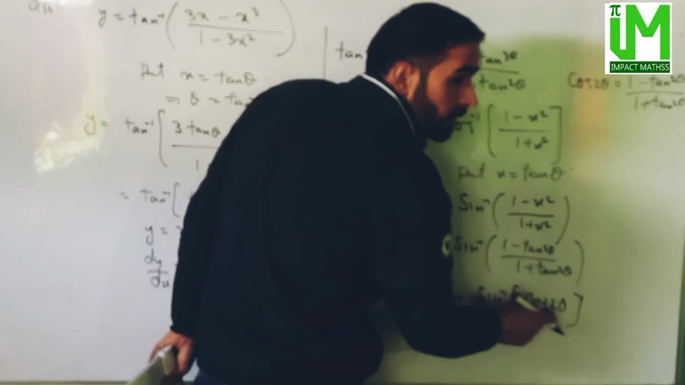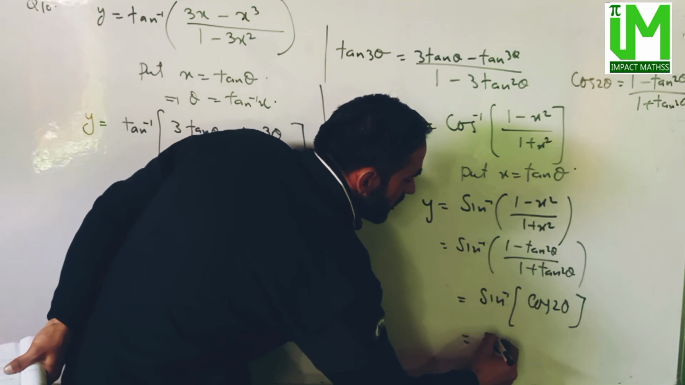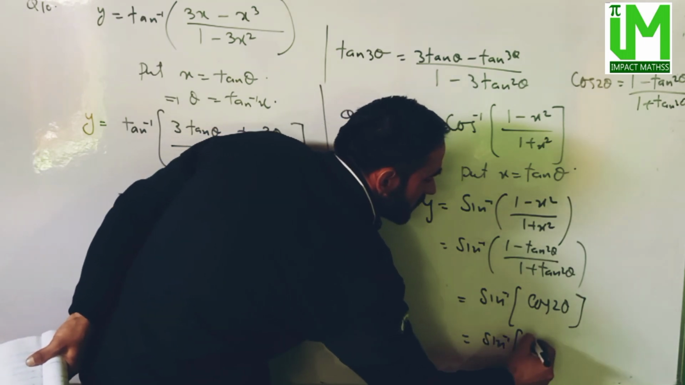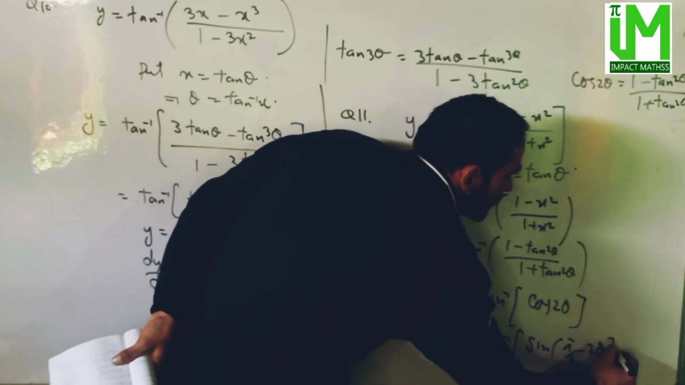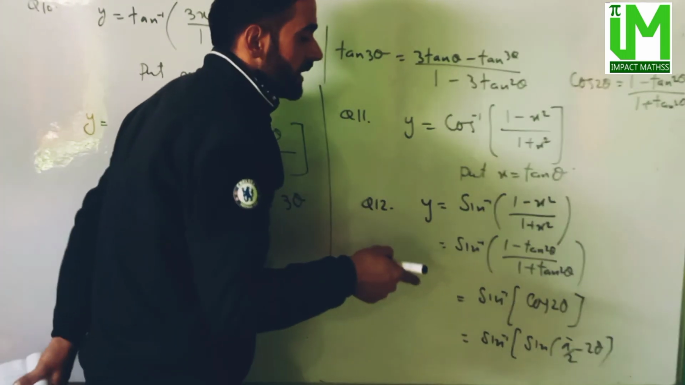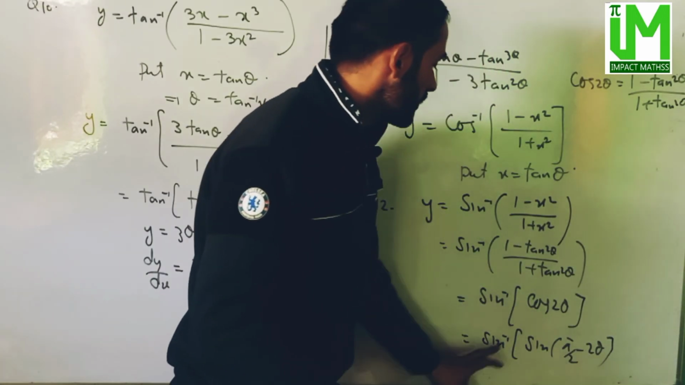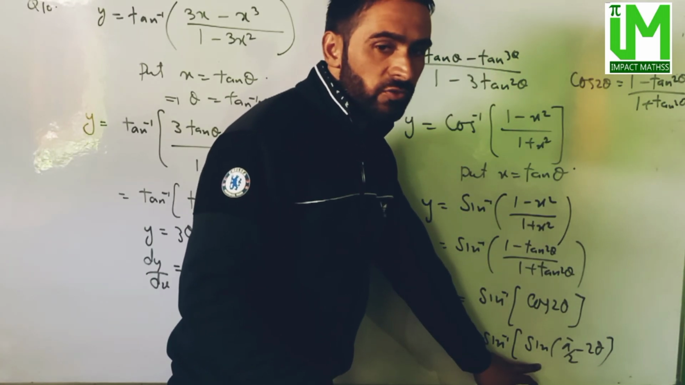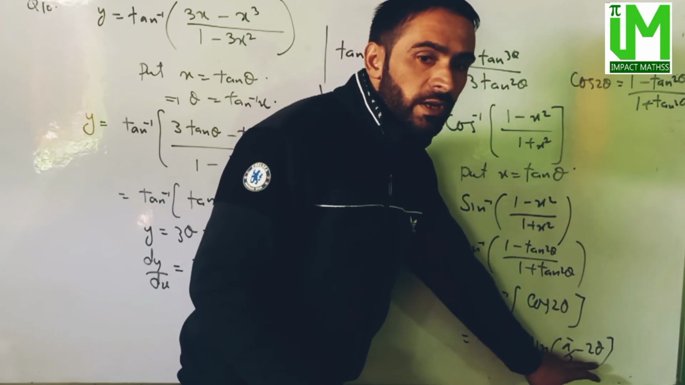Now we convert cos 2 theta into sin. So it will be sin inverse of sin of (pi by 2 minus 2 theta). We know sin of (pi by 2 minus theta) is cos theta, but here instead of theta we have 2 theta. So sin inverse and sin get cancelled, and the remaining will be pi by 2 minus 2 theta.